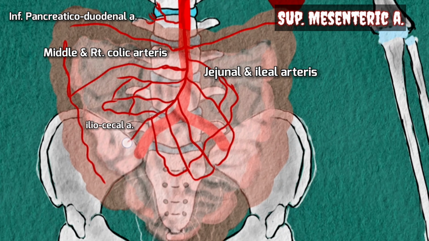And lastly, the ileocecal artery. The ileocecal artery is the final major branch of the superior mesenteric artery. It passes inferiorly and to the right, giving rise to branches to the ascending colon, appendix, cecum, and ileum. In cases of appendectomy, the appendicular artery is ligated.